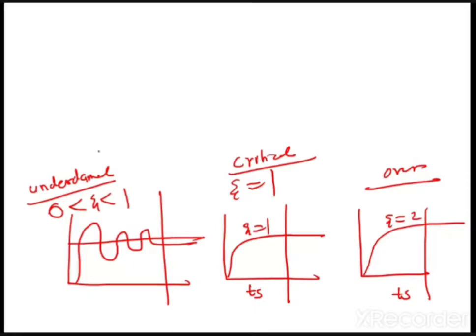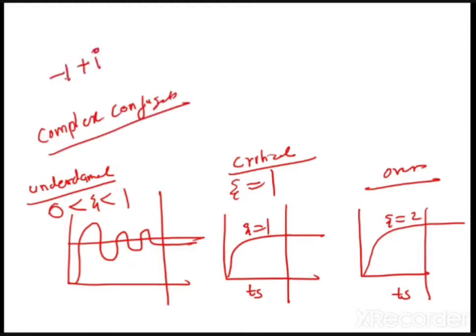So for the underdamped system, what is the nature of roots? The nature of roots is complex conjugate. What do you mean by complex conjugate? Minus 1 plus i. So minus 1 is the real part, i is the complex part. You know mathematics. So for the underdamped system, as zeta is less than 1 but greater than 0, the nature of the system changes, because the location will also change.